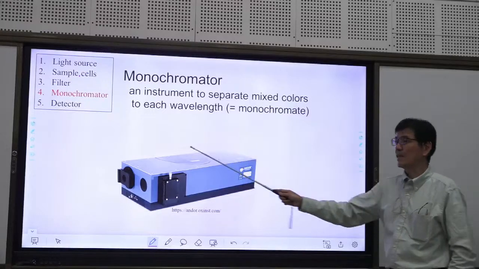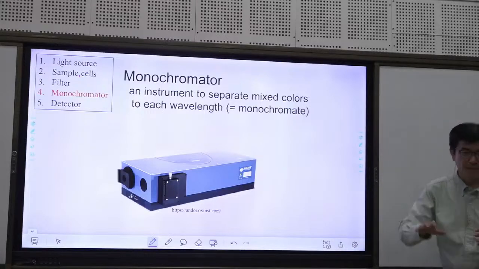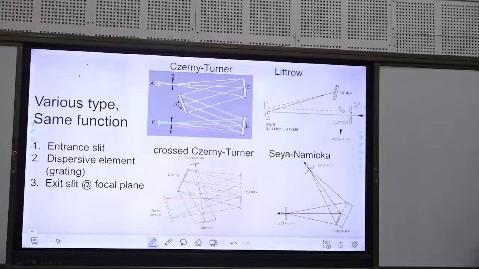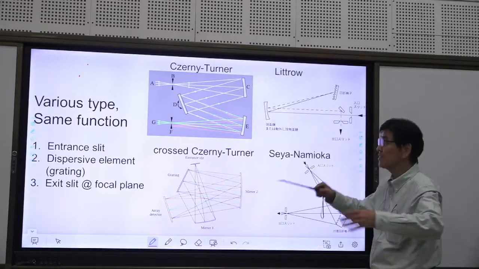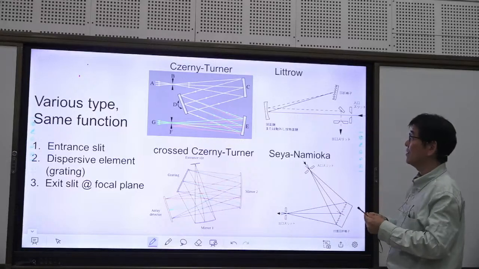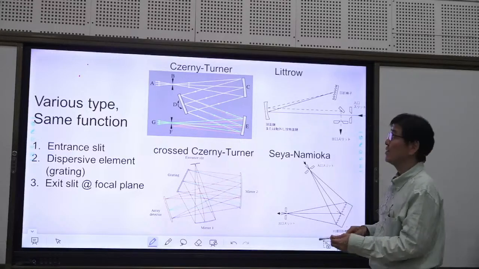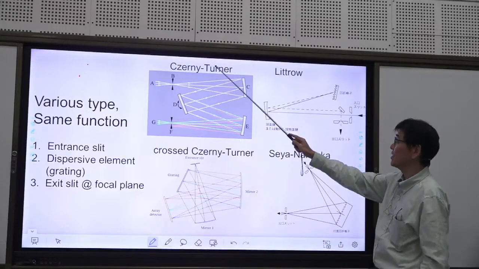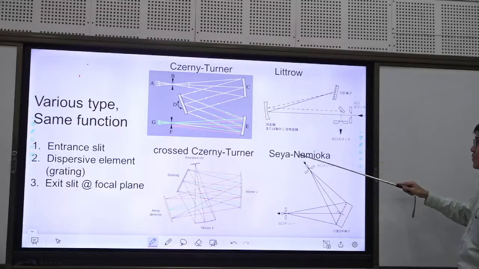Literally, this is the black box. Inside is quite black to suppress the stray light. But we should know what is inside. In the black box, there are mirrors and a grating. According to the configuration of the mirror and grating, there are several types: Czerny-Turner, crossed Czerny-Turner, Littrow, or Seya-Namioka.